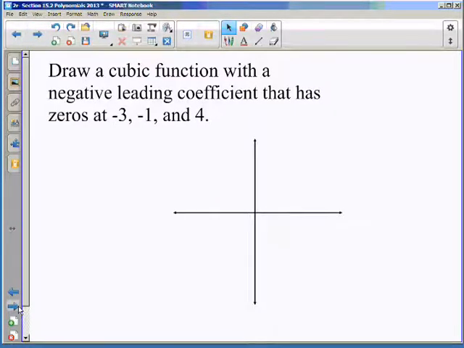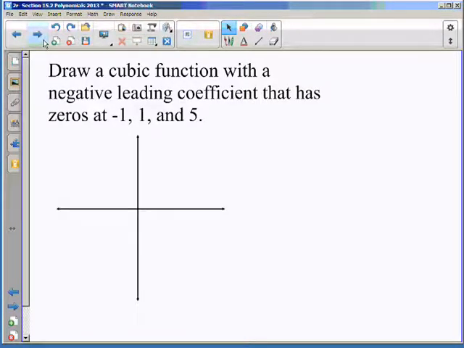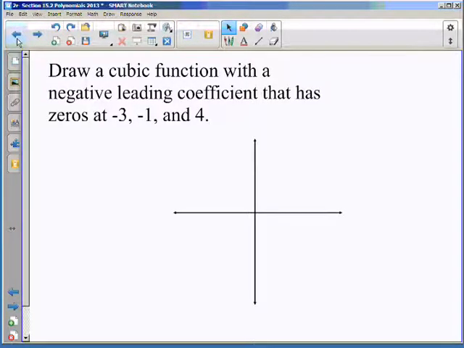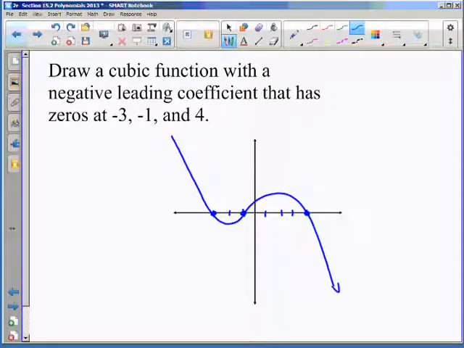All right, draw a cubic function with a negative leading coefficient that has zeros as stated. Go ahead and try this on your own and then hit play. All right, so our possible answers, there's an infinite amount of them, but we would just put a dot at negative 3 on the x-axis, negative 1 on the x-axis, and up at 4. Having a negative leading coefficient makes it look like a relative negative sloped line with some squiggles, something like this.